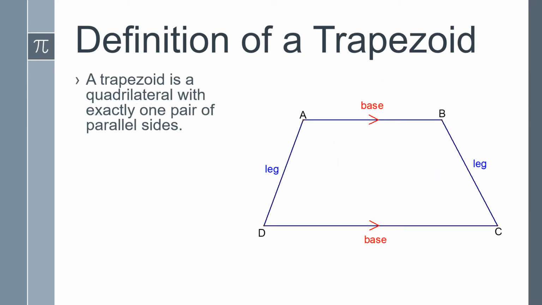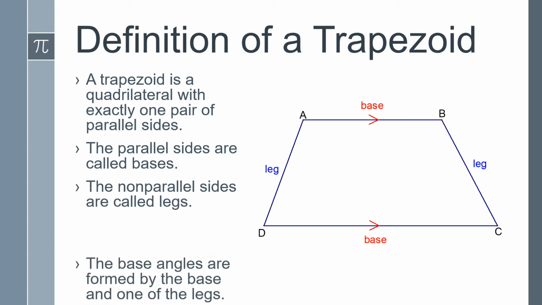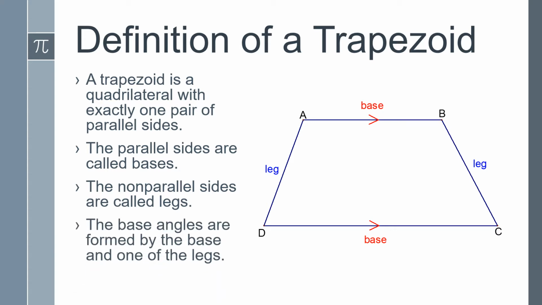Okay, so a trapezoid is a quadrilateral with exactly one pair of parallel sides. The parallel sides are called the bases. The non-parallel sides are called the legs. And the base angles are formed by the base and one of the legs.